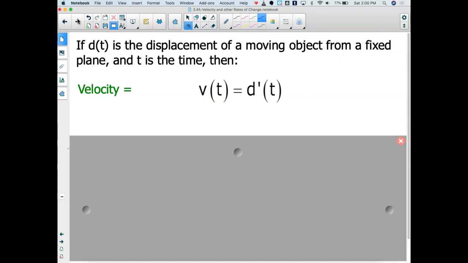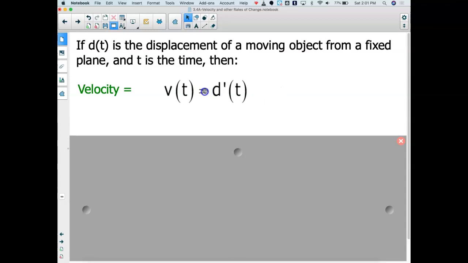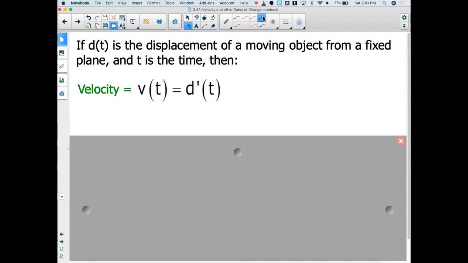If d of t is the displacement of a moving object from a fixed plane and t is time, then velocity v of t equals d prime of t. Okay, well, yeah, we knew that. That's what we were talking about here. Well, what does that really mean? Notation is what we're really focusing on here. And what that really means is there's another way to say this. I could say it's the derivative in terms of time of my displacement function.